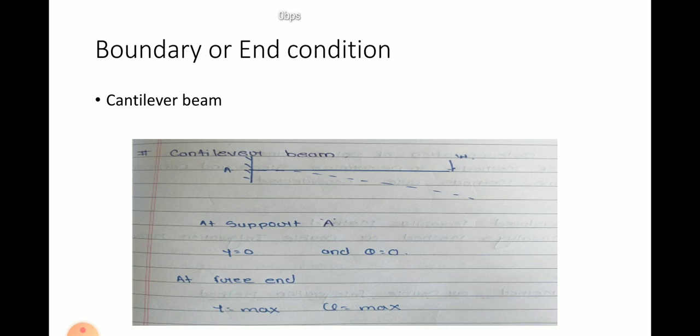Similarly, the boundary or end conditions for a cantilever beam. When a cantilever beam is loaded at the overhang portion with load W, the boundary conditions will be: at support A, y is equal to 0 and theta is equal to 0, and at the free end, y is maximum and theta is maximum.